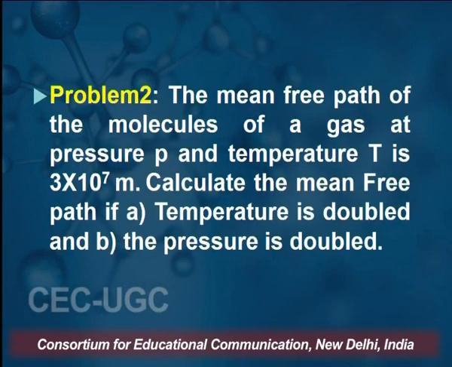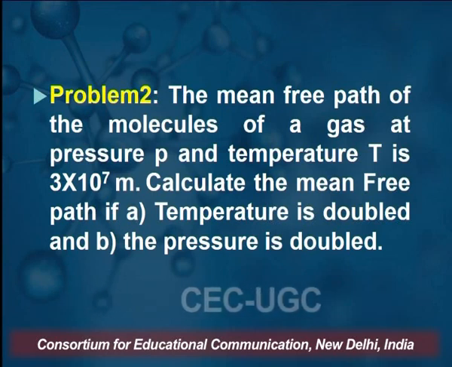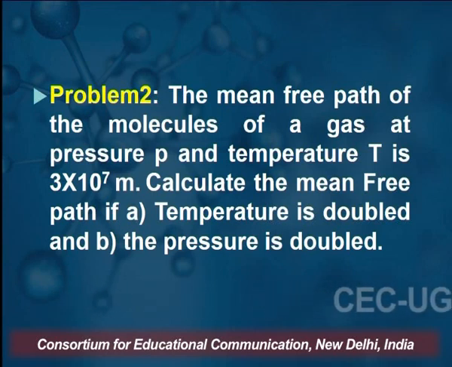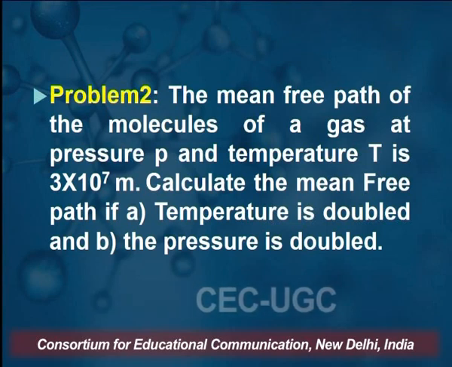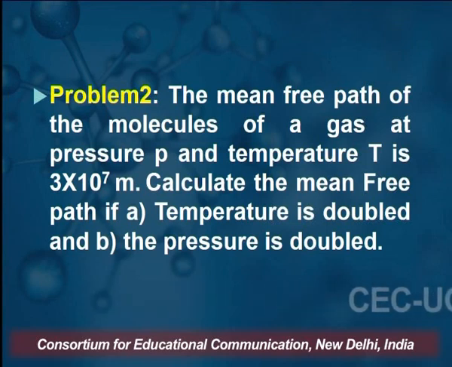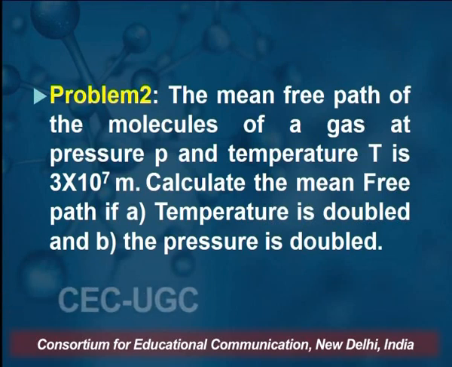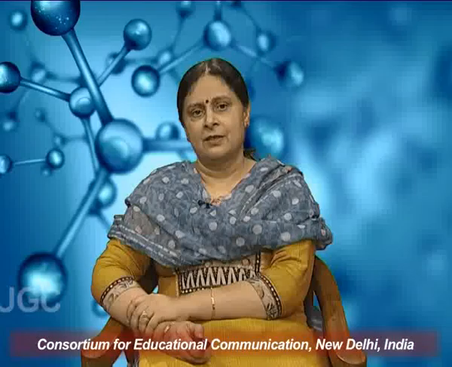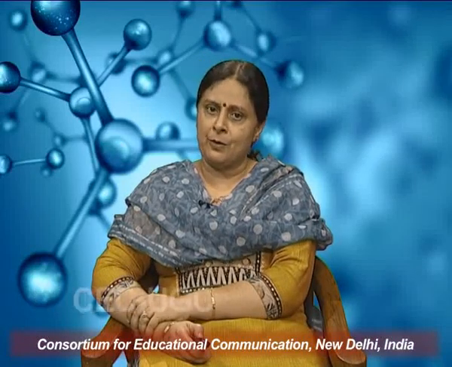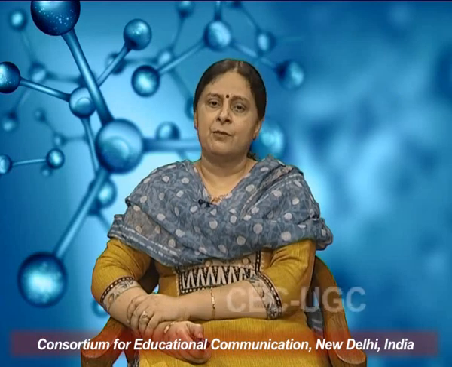Let us again illustrate by concentrating on one more problem. The problem states the mean free path of the molecules of a gas at pressure P and temperature T is 3 into 10 to the power minus 7 meters. We have to calculate lambda if the temperature is doubled and the pressure is doubled. So we have two parts to the problem. In the first part, the temperature is doubled, and in the second part, the pressure is doubled.